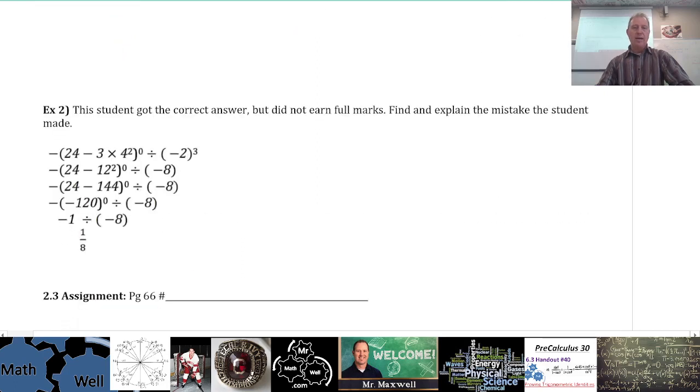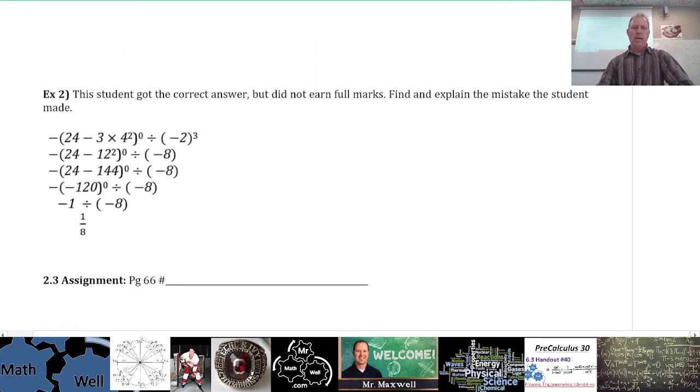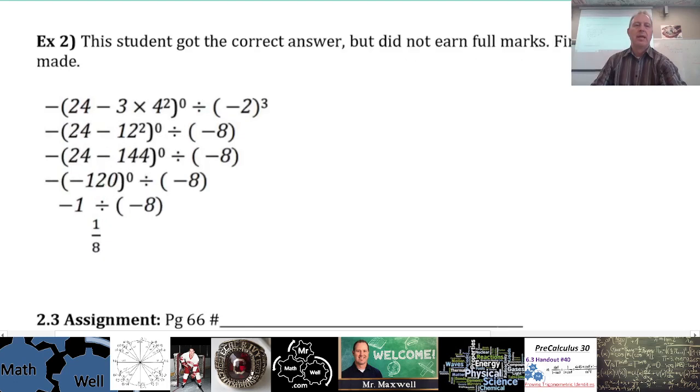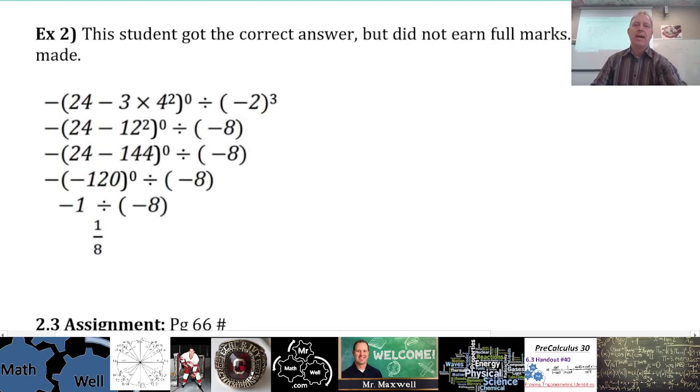So let's go down to this one, and this question here in your notes. Okay, so here's a bit of a complicated one. The example says the student got the correct answer but didn't earn full marks. So there's something wrong inside the work here. There's something the student didn't quite do right, but coincidentally did get the correct answer. So take a moment to look at that and let me know if you see anything that is incorrect.